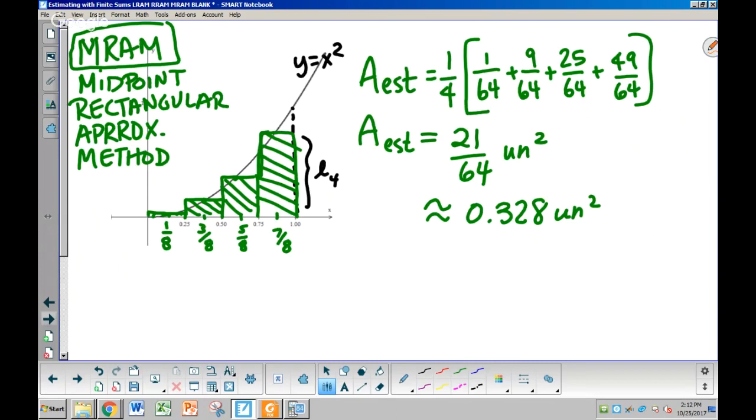But now where have you heard this language before? The closer and closer it gets. It's a limit. So how many rectangles am I going to approach? Infinity. Guess what? That is how calculus solves the area problem.